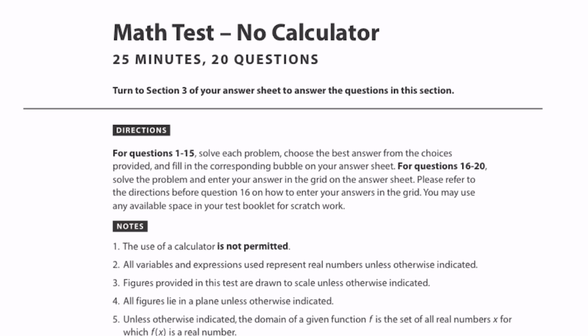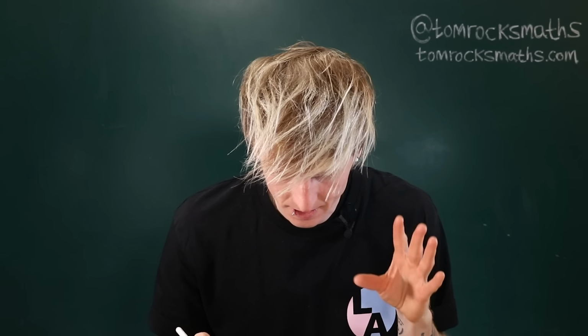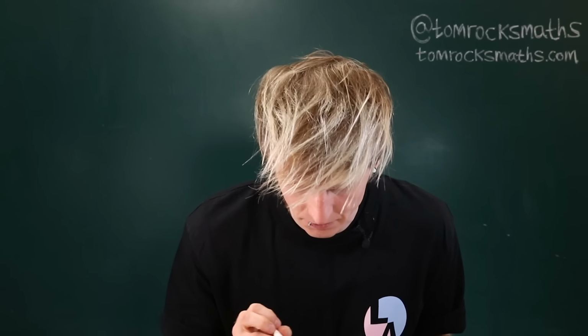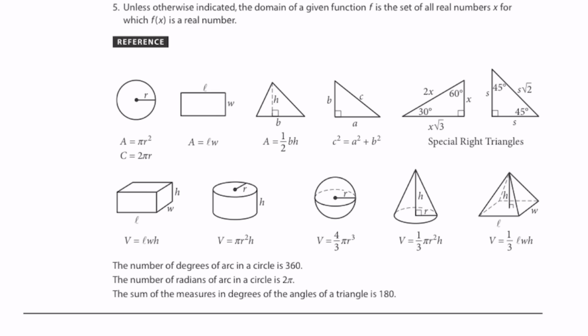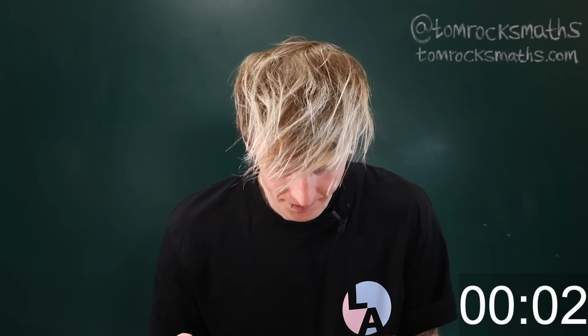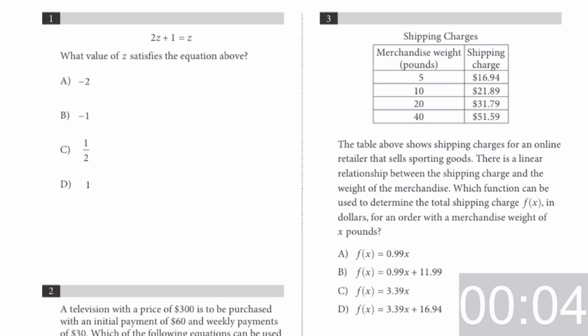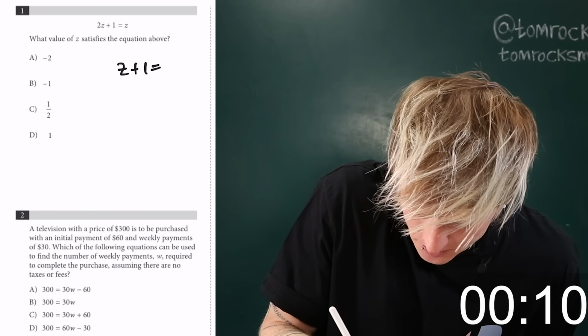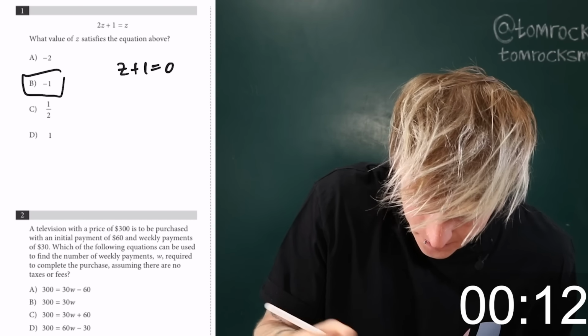So it says I have 25 minutes to answer the 20 questions. I am not allowed to use a calculator, fine. Everything is a real number, that's helpful. We have some nice formulas for volumes and areas, that's good. Okay, let's go. Question 1. What value of z satisfies the equation above? 2z plus 1 equals z, so subtracting z, that's z plus 1 equals 0, so z is minus 1.